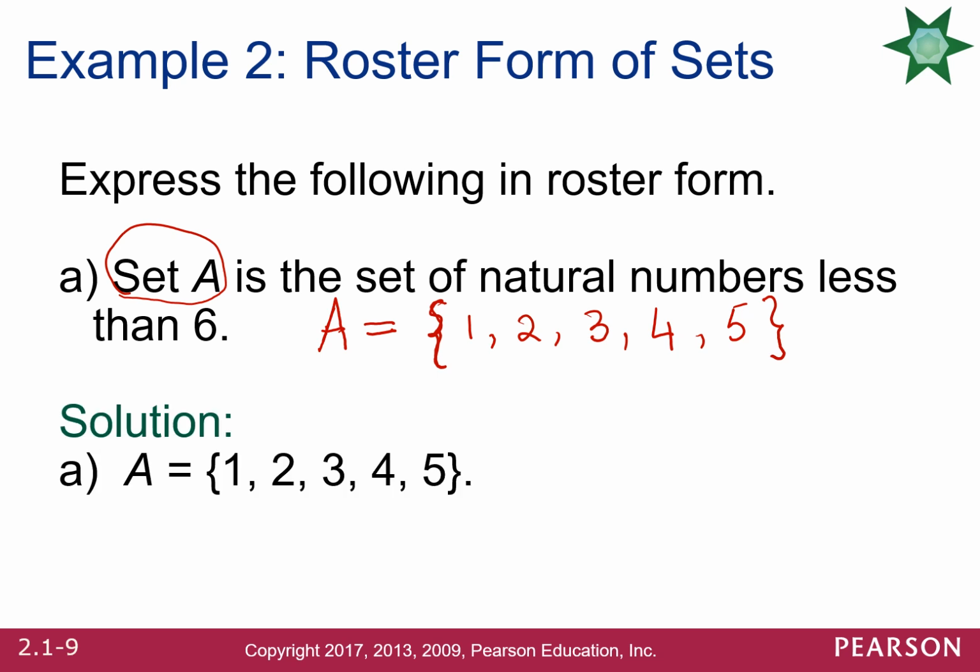All right, so the solution they've given us is A equals, and then our braces open, 1 comma 2 comma 3 comma 4 comma 5. They stop at 5 too, and close the braces. So that is the roster form of describing set A, the set of natural numbers less than 6. Right?